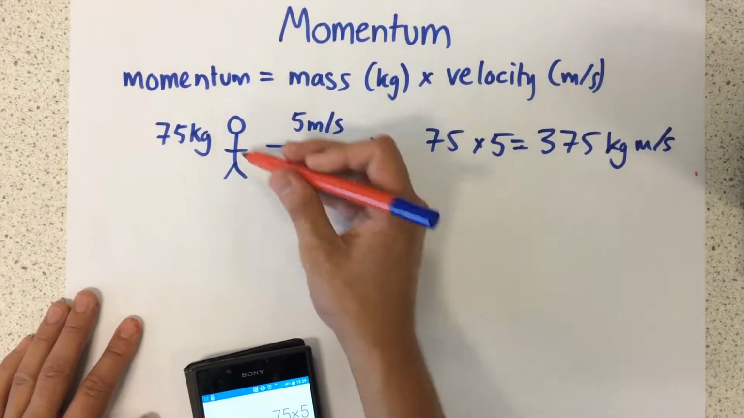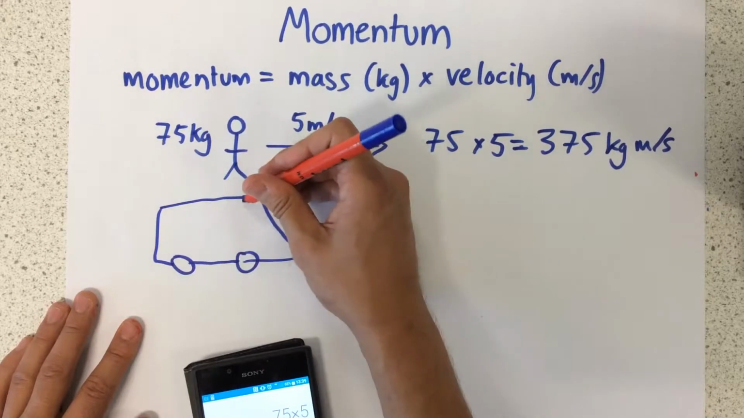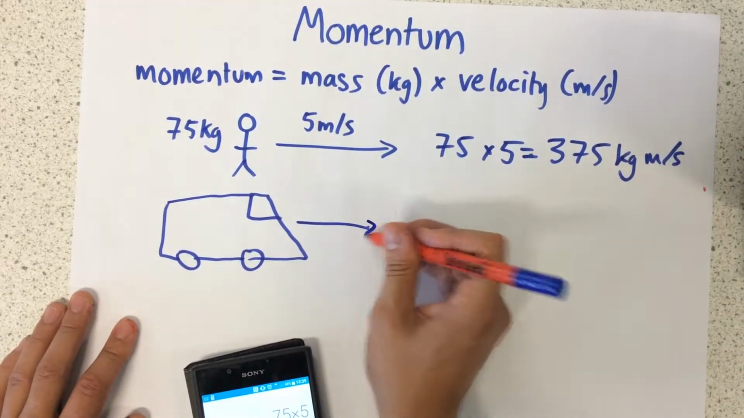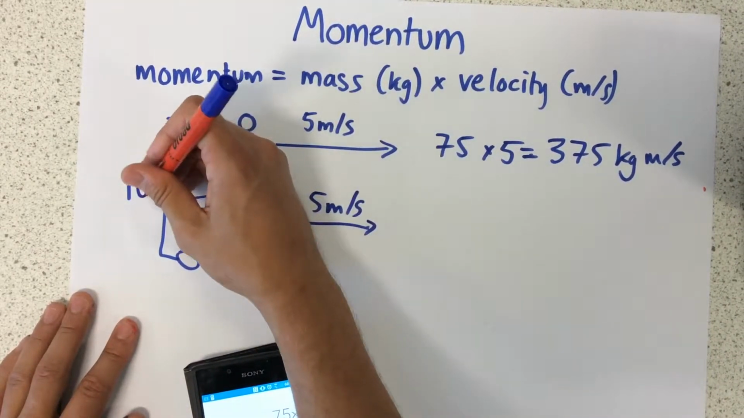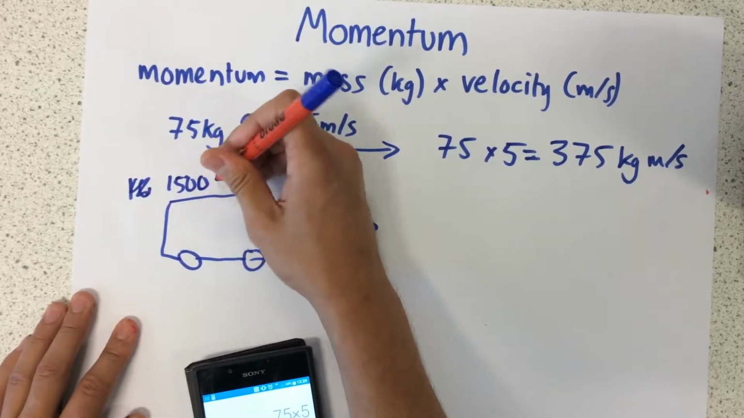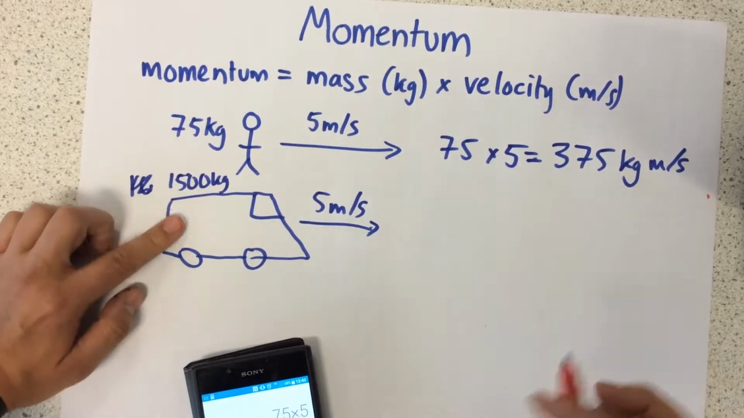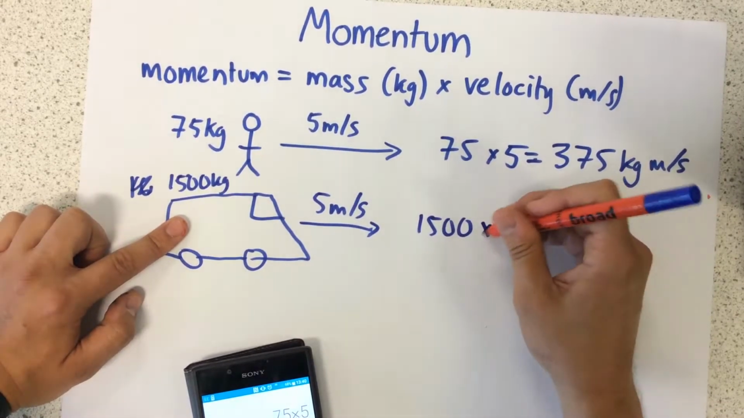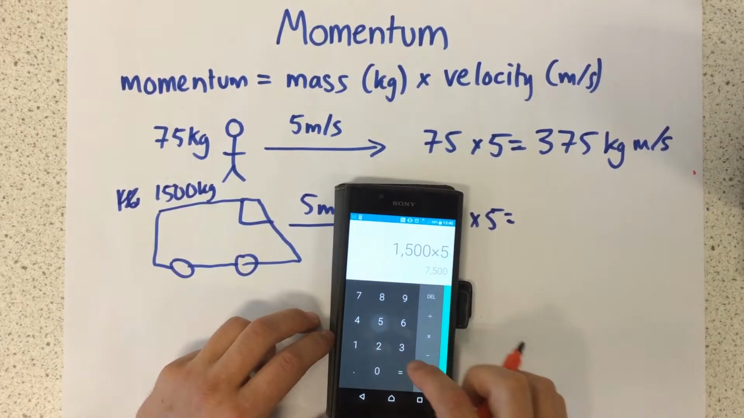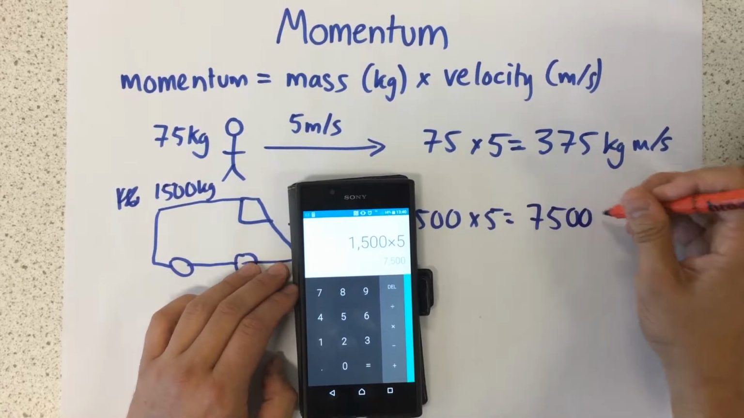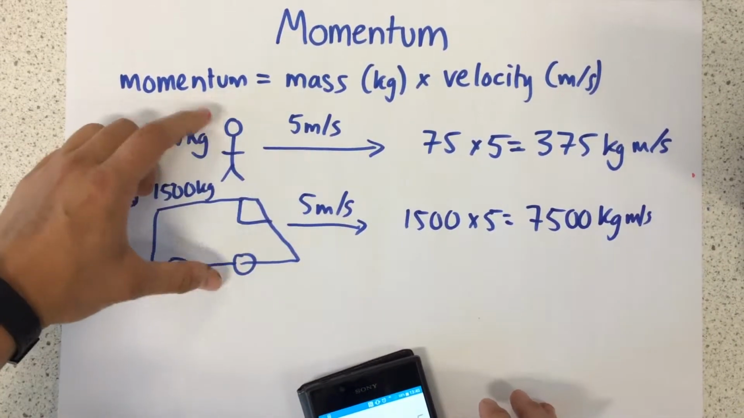Now, let's imagine that instead of a 75 kilogram man, I have, and I apologise in advance for my terrible drawings, a van. Right, there it is. Let's say this van is also travelling at just 5 meters per second. But this time this van is, let's say, 1,500 kilograms. Even though they're travelling at the same velocity, this one is going to have a bigger momentum because this is 1,500 times 5. The momentum of this is going to be much bigger: 7,500 kilogram meters per second. So we can see it depends upon the mass.